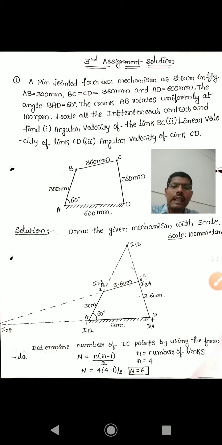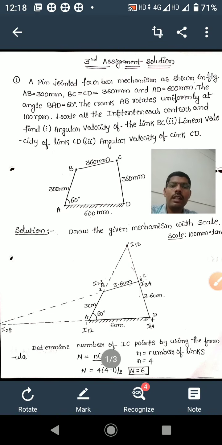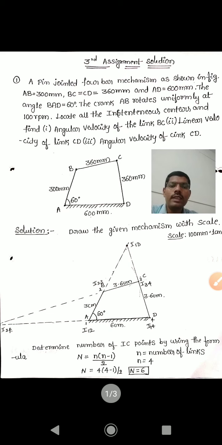For that, you have to extend the CD line and the AB line. For example, if you extend the AB line by a dotted line and the CD line by a dotted line, they will intersect at I13. What does this suffix 13 mean? It is one more IC center, the intersection of these two extension lines. Then similarly I24 is one more IC center. All this theory is already there in the notes, so one more time I will explain on the next page. See, these extended lines will intersect at I13 and I24. These are the remaining 2 IC centers.